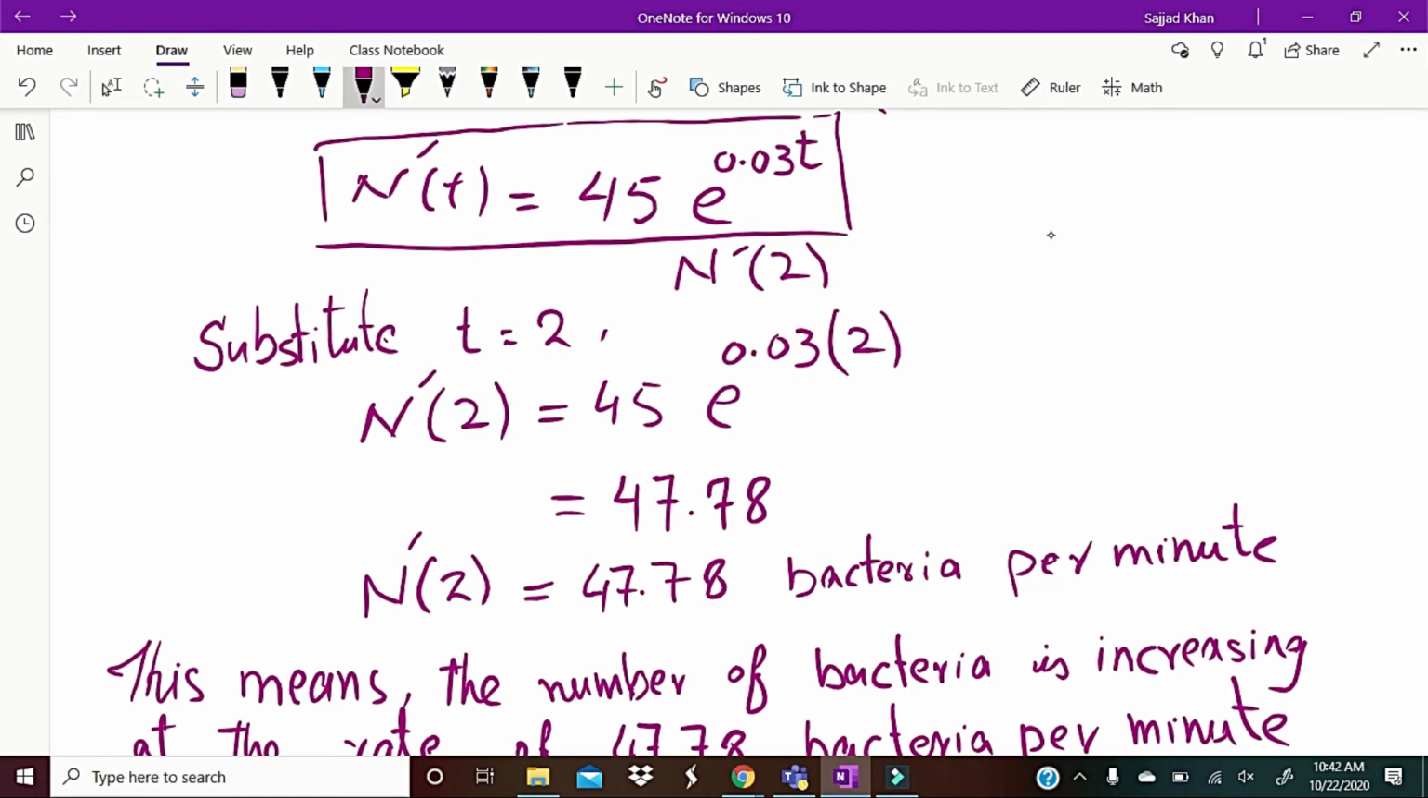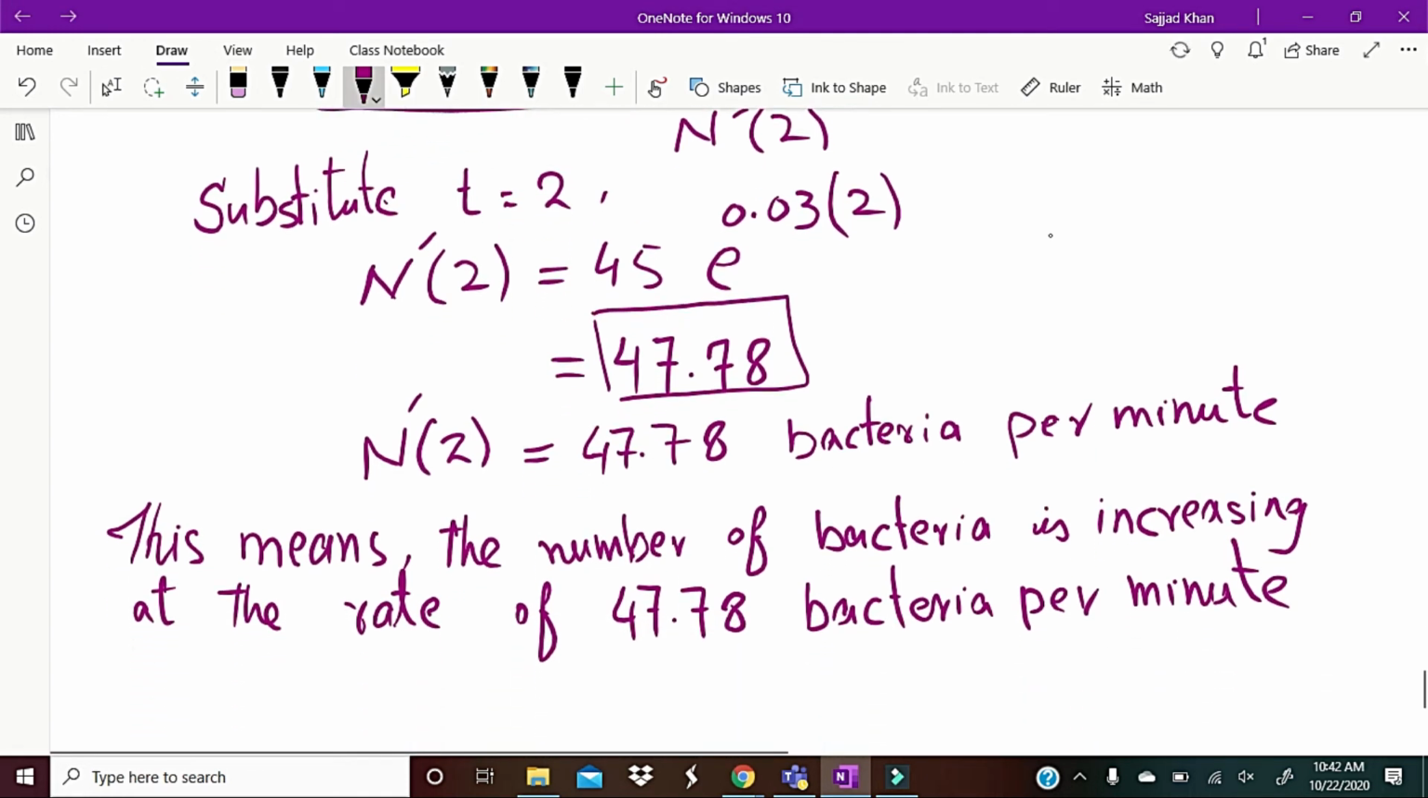When you substitute the values and calculate, you get 47.78. That means the number of bacteria is increasing at the rate of 47.78 per minute, right? So per minute, the number of bacteria is increasing by 47.78 bacteria. Because the number here is positive, they are increasing.